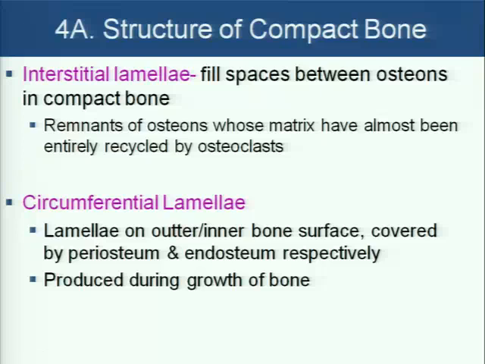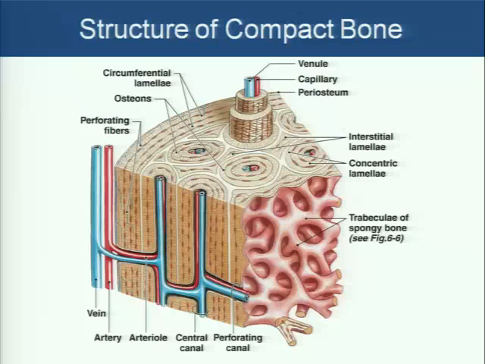We have other types of lamellae as well. We have what's called interstitial lamellae. These are the ones filling the spaces in between those osteons. Where do they come from? Those are actually old osteons that have been broken down, and new ones are constantly being built. So if we look in this section, these are old osteons. That's called interstitial, in between lamellae.